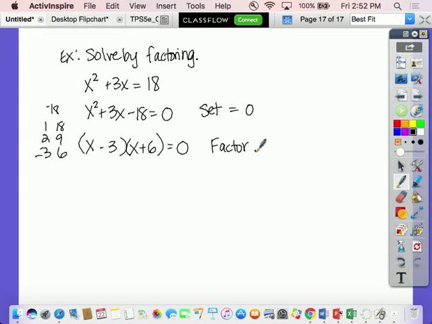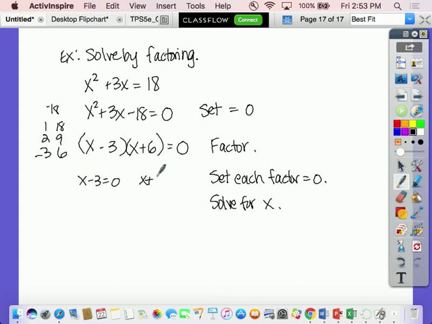So step 1 was set it equal to 0. Step 2, factor. Step 3 is going to be to find the zeros of each factor. You can do that by setting each factor equal to 0 and then solve for x. That means you're going to set x minus 3 equal to 0 and x plus 6 equal to 0. You get x equals 3 and x equals -6.